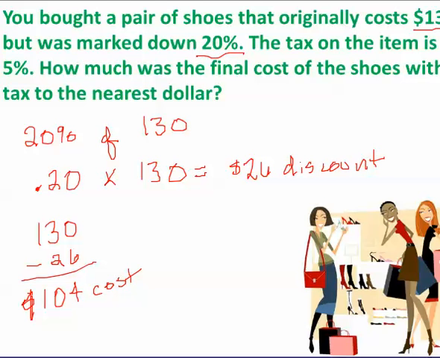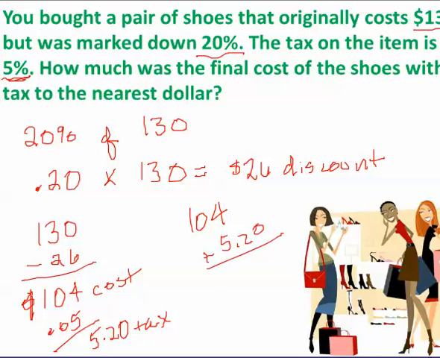Except now I have to put tax on them, right? And my tax is 5%. So 5%, 0.05 times my cost, so 104 times 0.05 tax tells me I'm going to have to pay $5.20 in tax. All right, so I'm going to pay $104 for the boots. I'm going to pay $5.20 in tax. So it looks like my boots are going to cost $109.20.